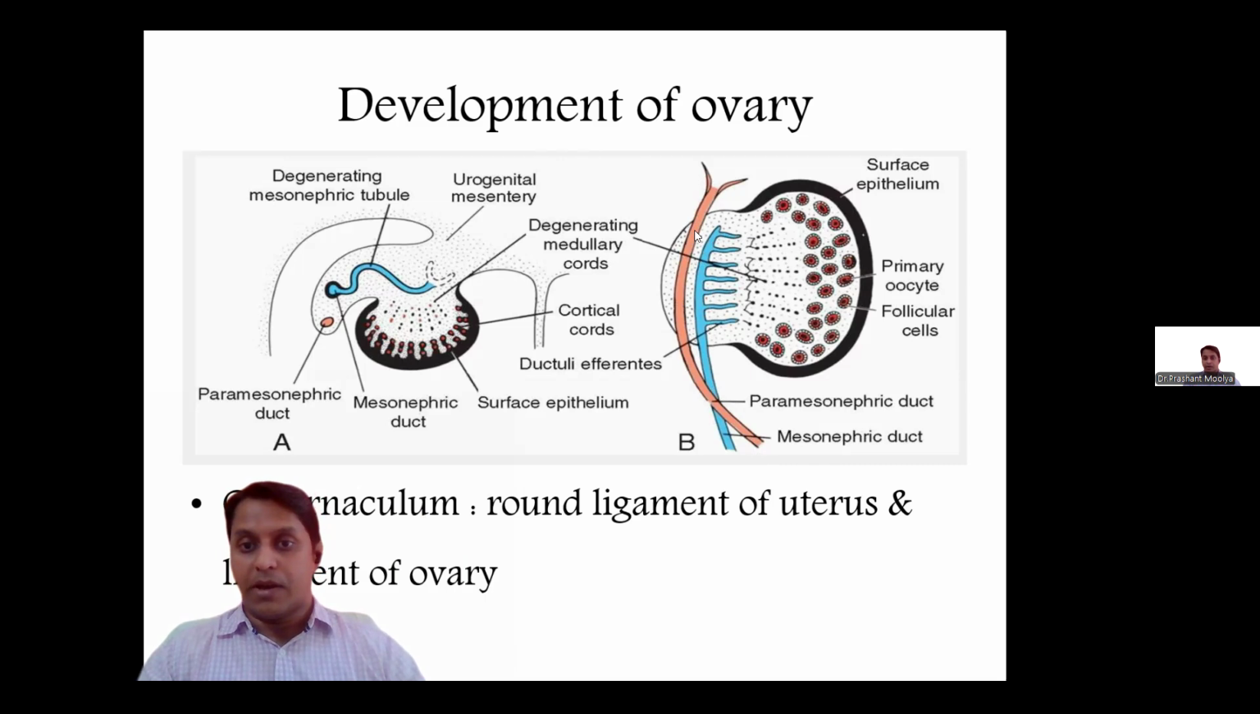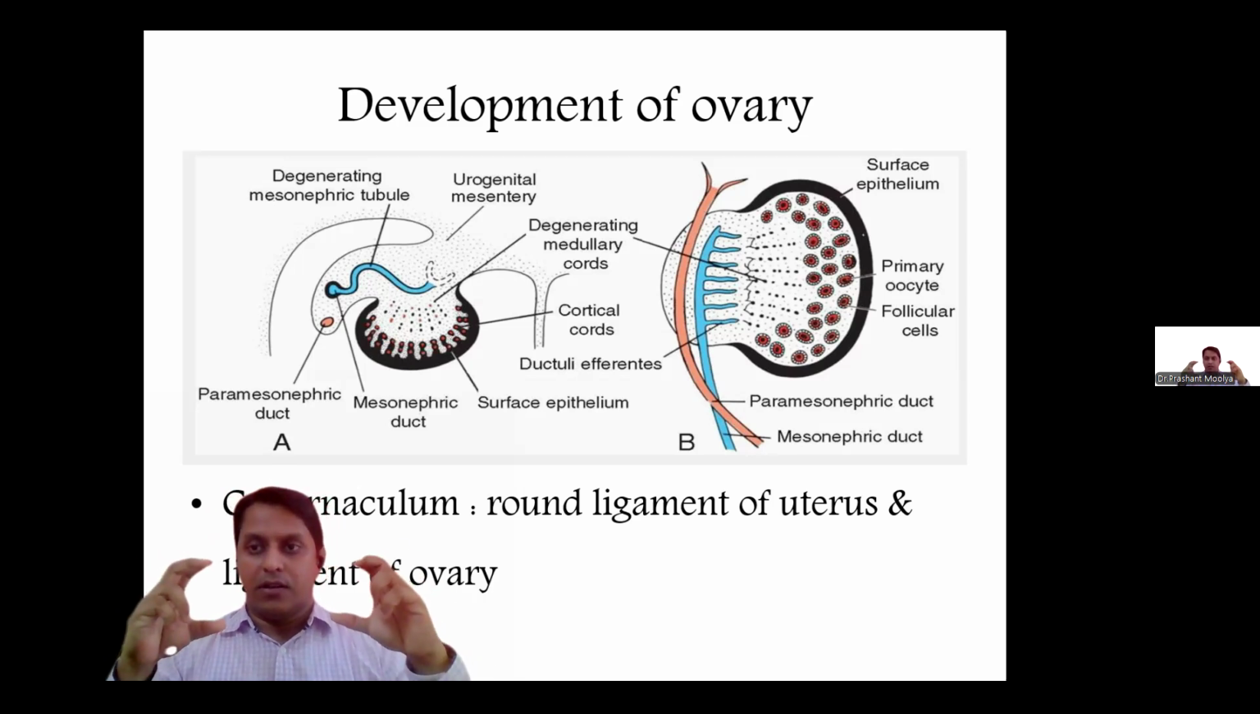What has happened to the paramesonephric duct in the male? The SRY gene, which was secreting anti-Mullerian hormone, a hormone against the paramesonephric duct, has degenerated the paramesonephric duct. But here it persists and it will lead to the female reproductive tract. That we will be speaking about subsequently.